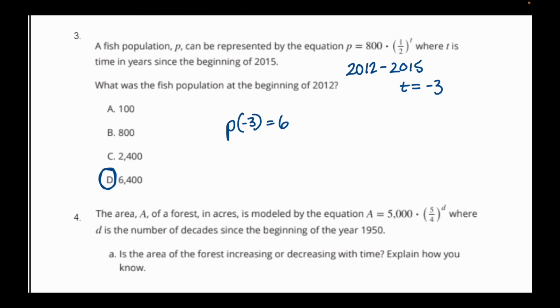Would be 6,400. Because we would take 800, double it, and get 1,600. Double that, and we would get 3,200. Double that, and we would get 6,400. And we can follow that forwards again and double check that from the 6,400, if we cut it in half each year, would we get to 800 in 3 years?